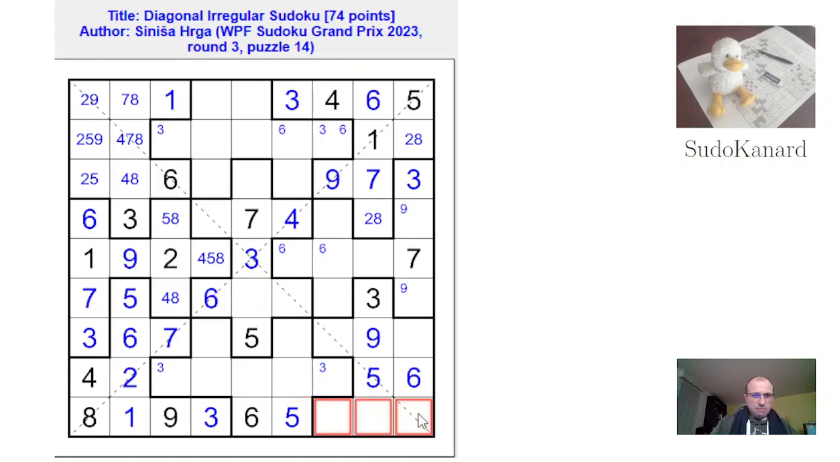And here we have 2, 4, and 7. And 7 can only be here because of those 7s. So that's a 2, 4 pair. And here we get a 1, 8 pair. I'm looking at this diagonal, and I'm seeing basically nothing.